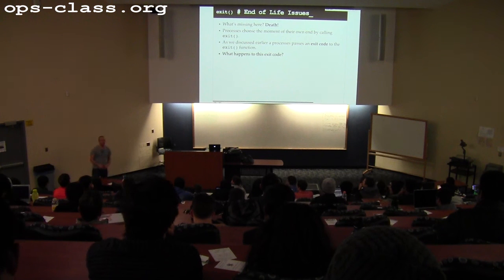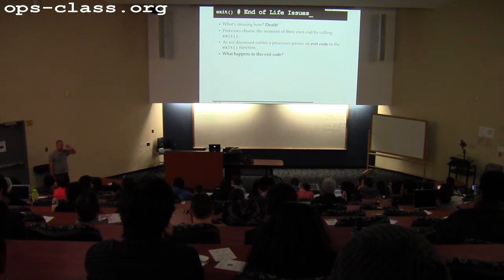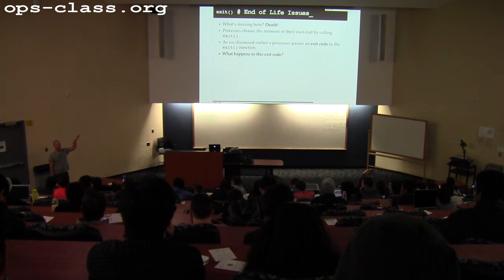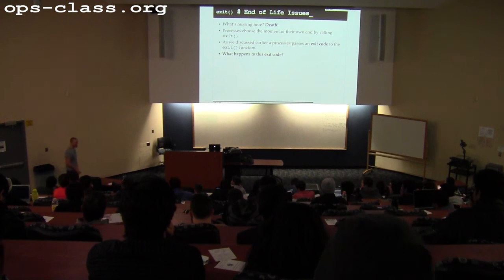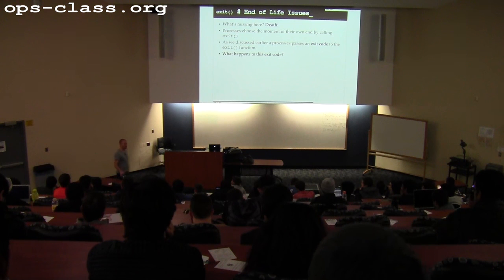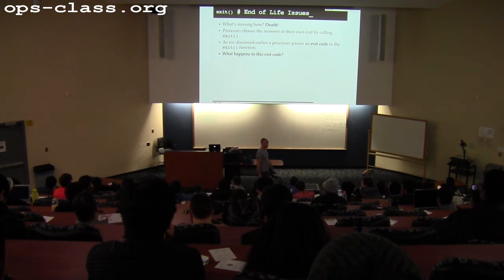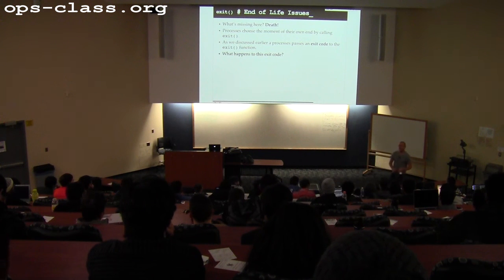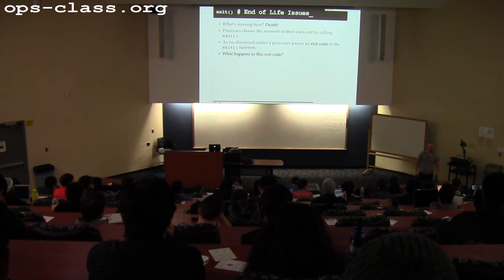So remember, we talked about the parent and child having a special relationship. One aspect of that is that the parent process is guaranteed to be able to find out why its child exited. Let me try that again. The parent is guaranteed to be able to receive the exit code generated by its child.